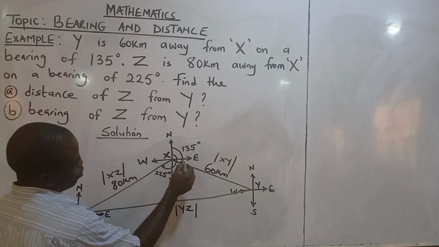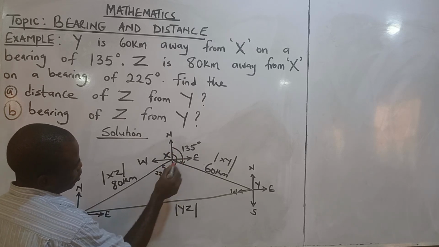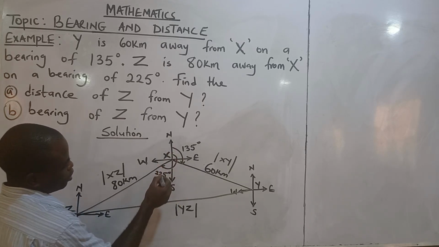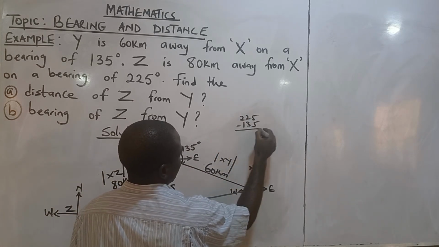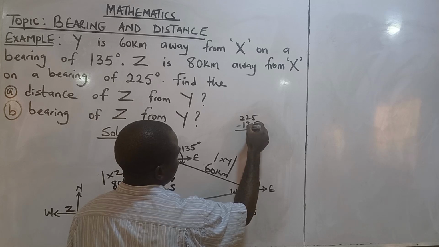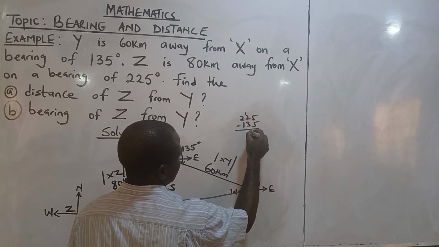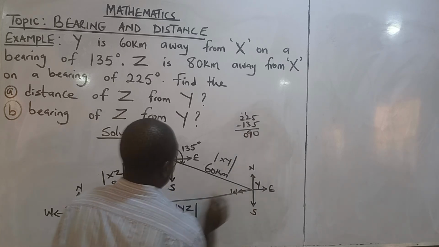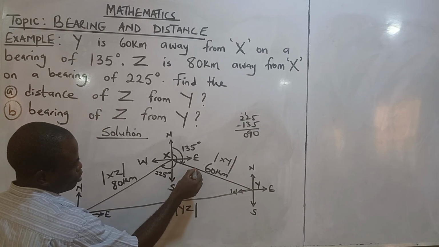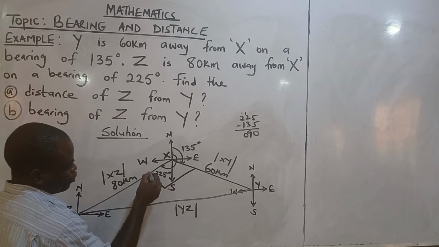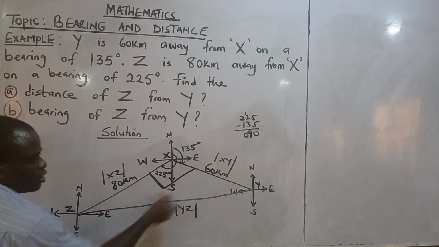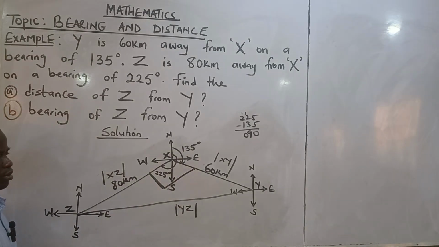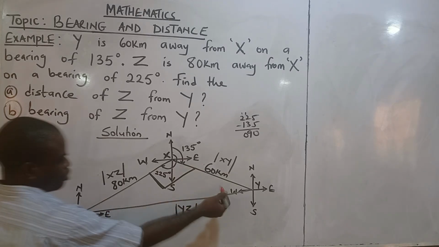If from this point to this point is 135, and from north to this line is 225, let's do subtraction. 225 minus 135. 5 minus 5 is 0. 2 minus 3 is not possible. Borrow 1 from 2 to 8, that's 12 minus 3, 9. 1 minus 1 is 0. That's 90 degrees. Draw this type of representation to show that it's a 90 degree, a right angle triangle. Is that okay? That means that we can use Pythagoras theorem.